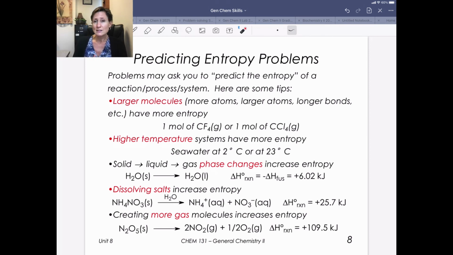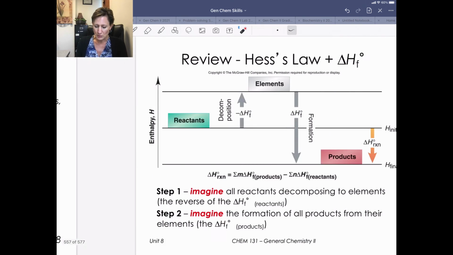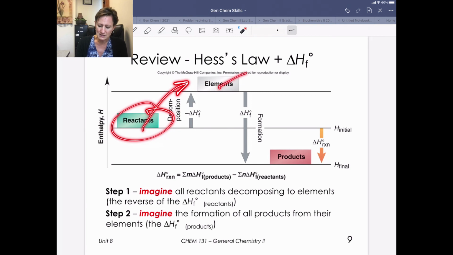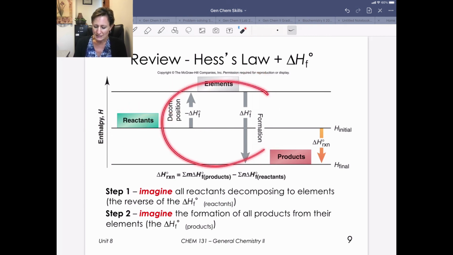So you might see some qualitative problems asking you to predict which system, state, or side of a chemical equation has the more favorable entropy. So quantitatively, we begin reviewing some of the things that we've talked about before. We've done Hess's law before. We've done delta H of formation. Do you remember? That's where we imagined taking all of our reactants and breaking them apart into their elements and then reforming them into their products. And the difference between these two is going to give us the delta H of a reaction.